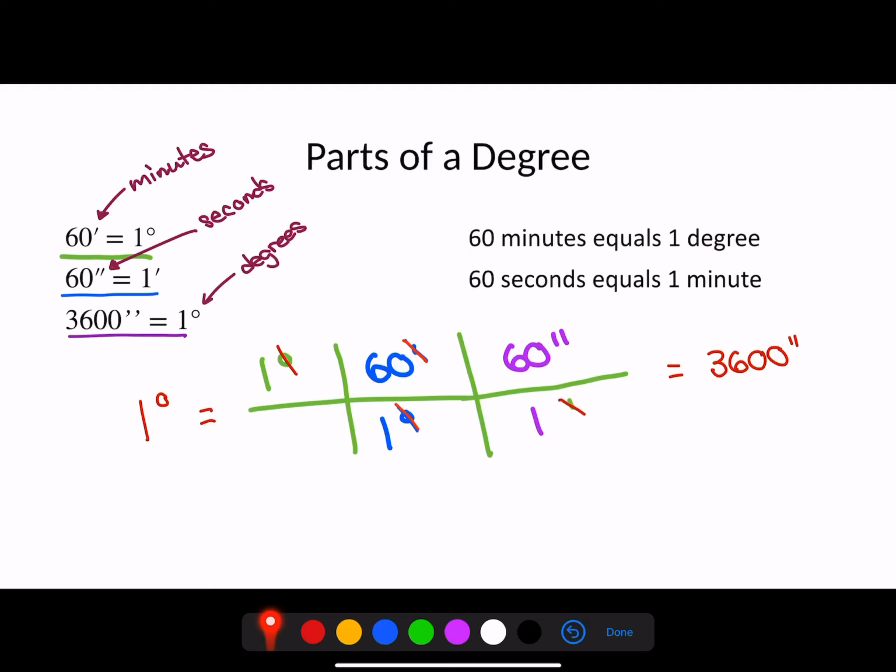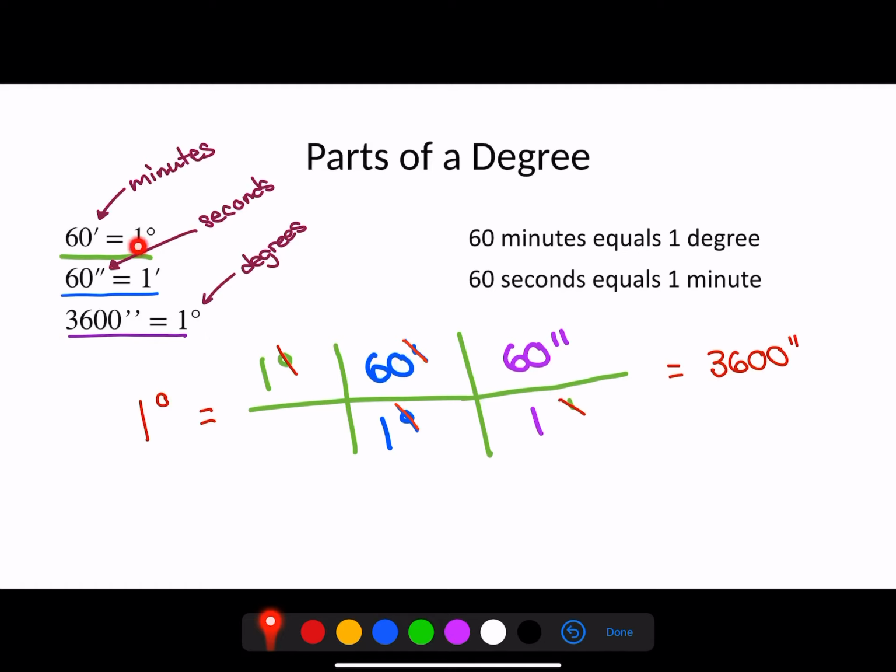Meanwhile, in 1 minute, we have 60 seconds. So 60 seconds equals 1 minute. And again, the symbol right here is for seconds. So if we do some dimensional analysis, well, 60 times 60 will equal 3,600. So 1 degree is equal to 3,600 seconds. So the important part here is this conversion table. So we should be able to convert between minutes, degrees, and seconds. And we'll be doing that in just a second here with some practice.